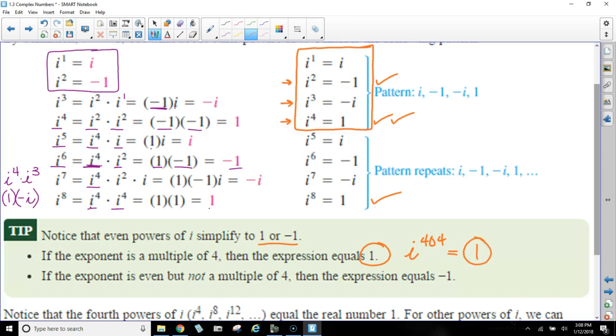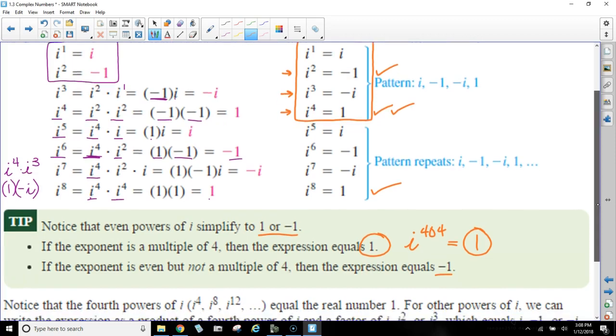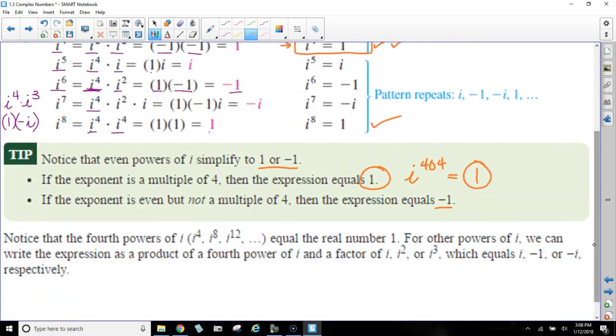If the exponent is even but not a multiple of 4, then that defaults to -1. So again, as we were discussing, the fourth powers of i simplify to be 1. For other powers of i, we need to break those down. It sure is nice when we break those down to let one of the factors be i to the 4th, i to the 8th, i to the 12th, something that will be 1.